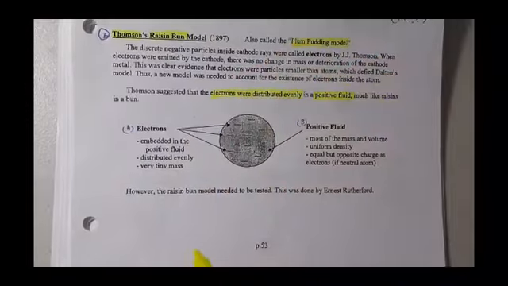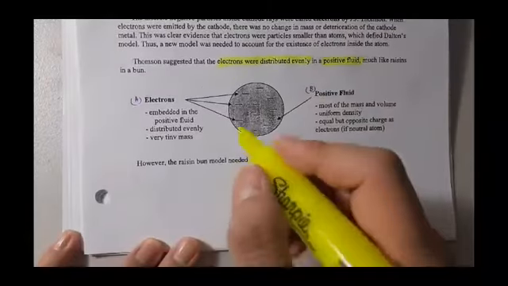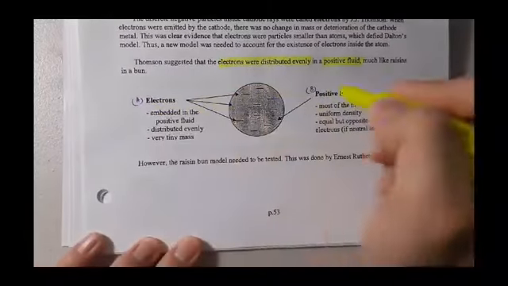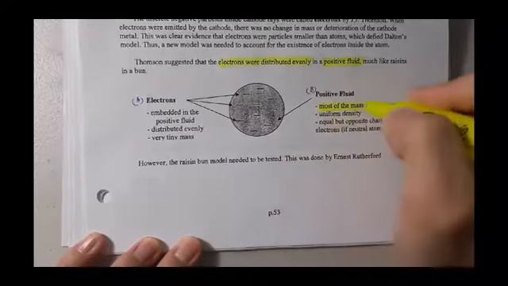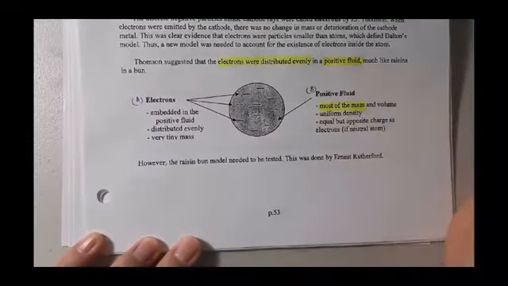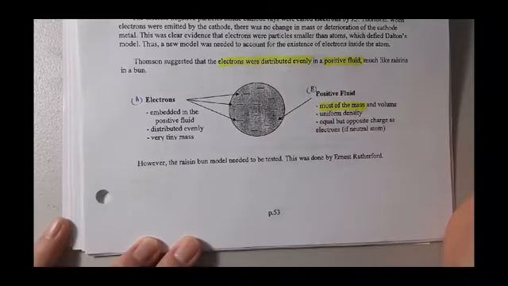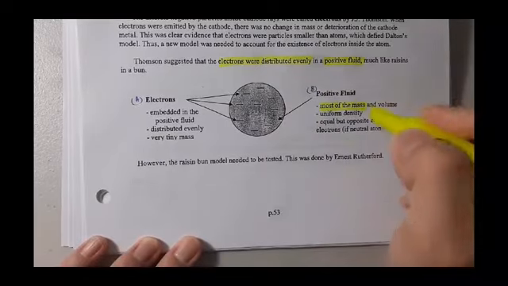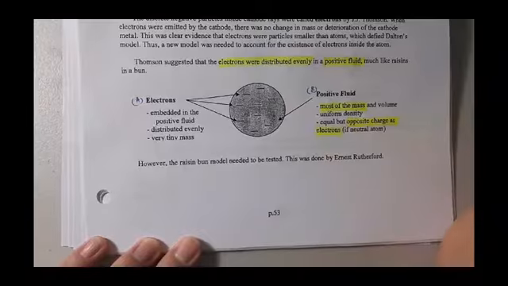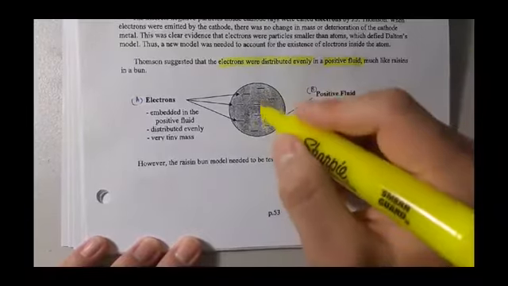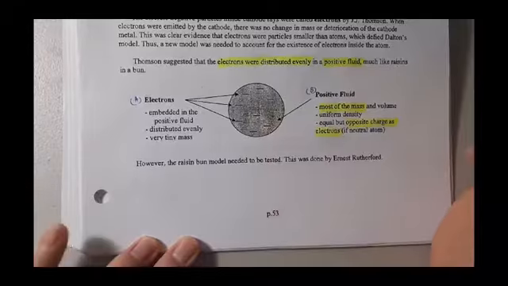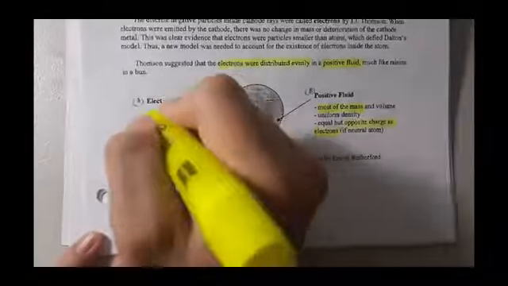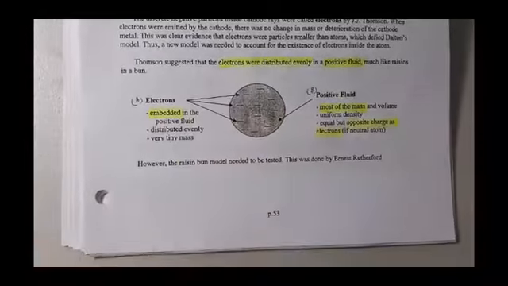So when he explained his new model, the positive fluid, basically composed of most of the mass and volume, is quite uniform in terms of its density, but it has opposite charge to the electron, which is one of the reasons why electrons linger around the positive, which is proton, and electrons are basically embedded like magnets.